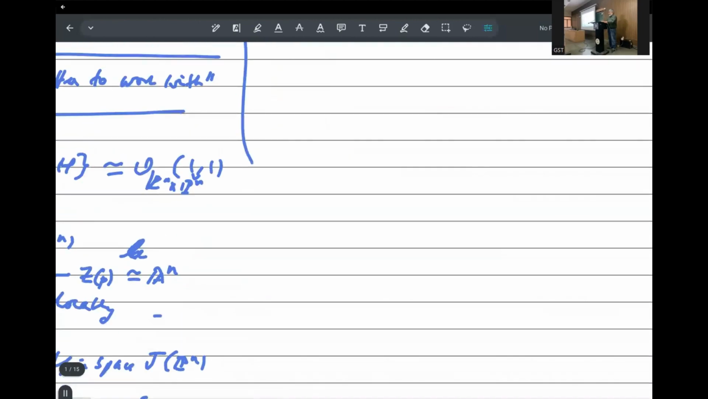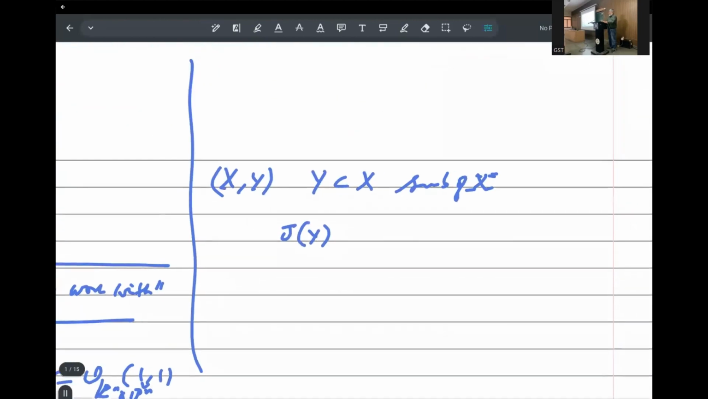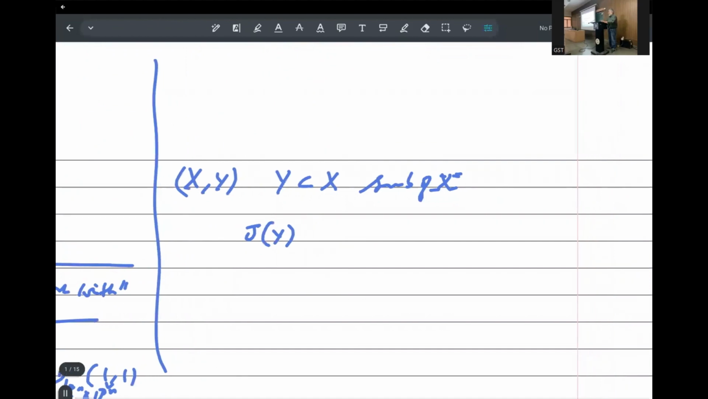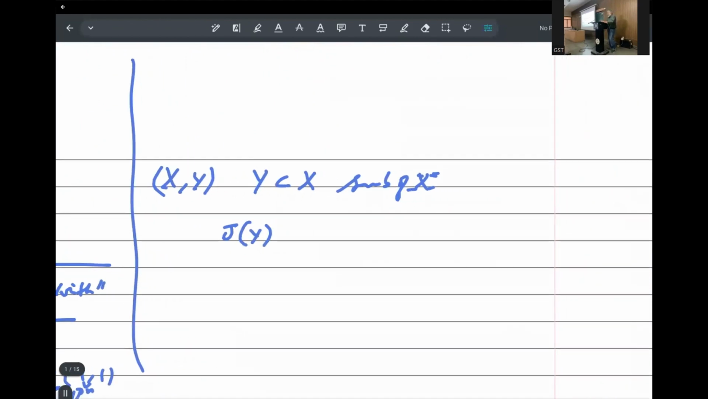So it is Spec B for some other B, but B is not necessarily of the form A localized at F. So maybe here I shouldn't write pi. I should just say pi inverse y contained in Jx. Again, you have an affine variety, so you may as well assume that X is an affine variety and Y is a subvariety. But I don't know necessarily that it is closed.